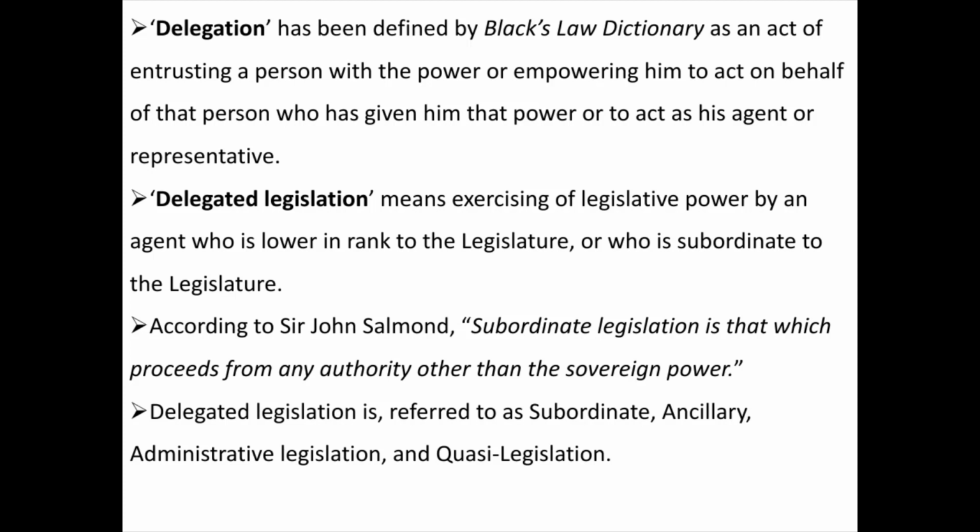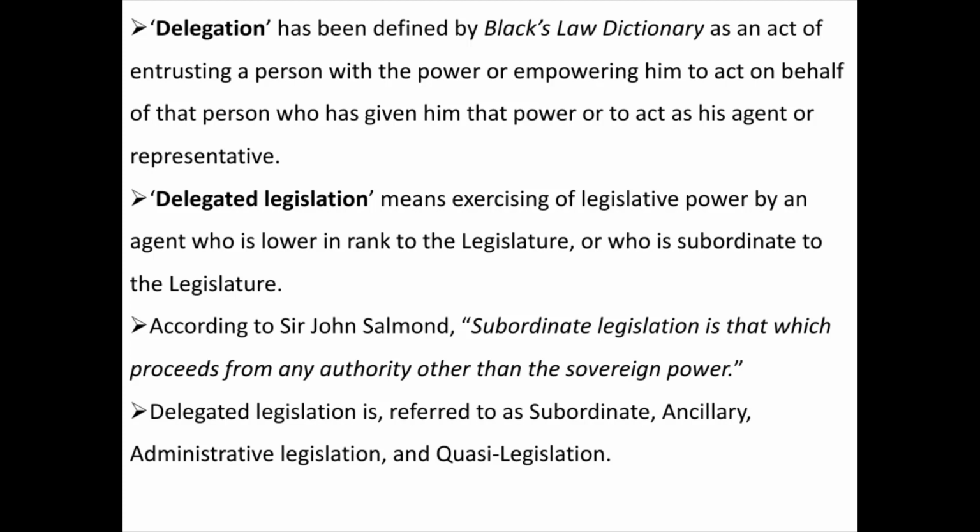Delegation, according to Black's Law Dictionary, has been defined as an act of entrusting a person with a power or empowering him to act on behalf of that person who has given him that power, or to act as his agent or representative. Without making it complicated, delegated legislation can easily be defined as a power which a legislature delegates over to the executive or some subordinate body to perform its function, that is, of lawmaking.